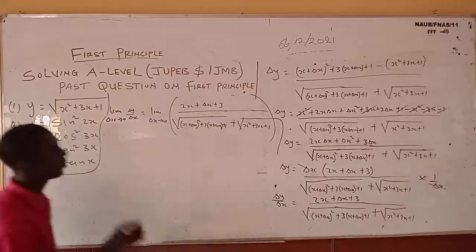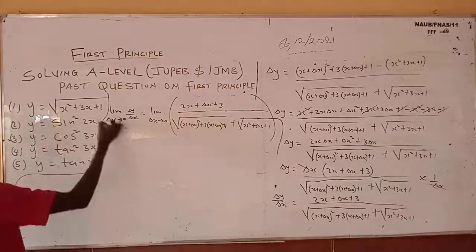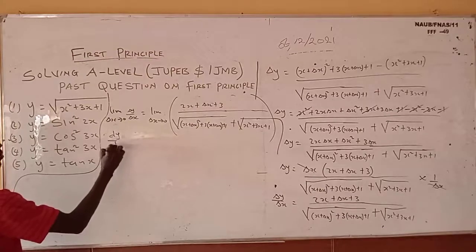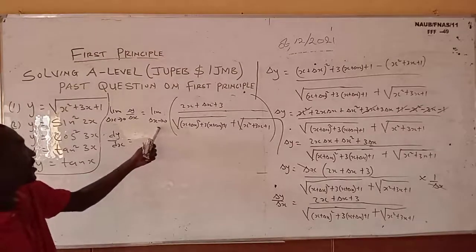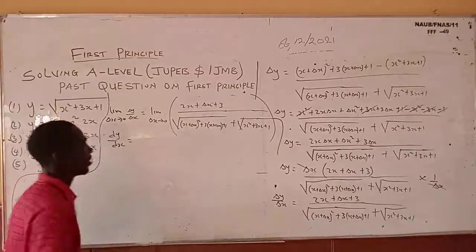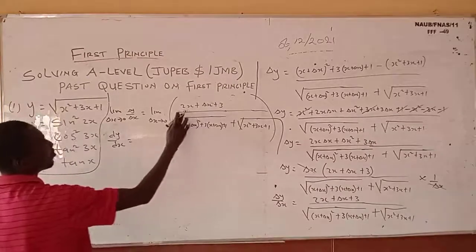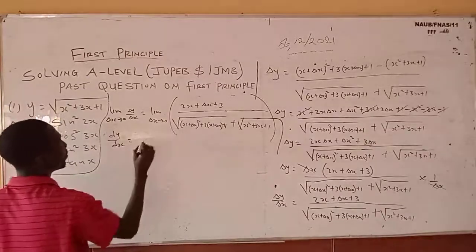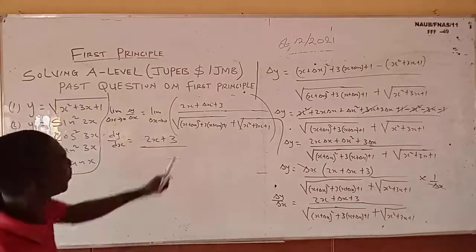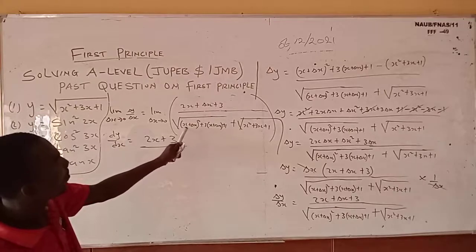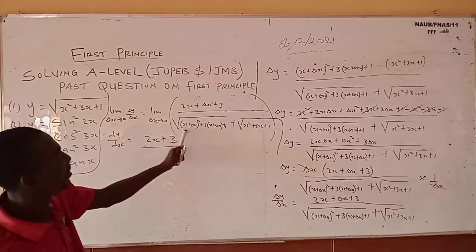So like this. So now this is nothing but dy over ds, which is equal to... So now it means anywhere I see change in s, here I'm going to put 0. Put 0 here, you will be left with 2s plus 0 plus 3, which is 2s plus 3 all over. Now put your 0 here. We are going to have s plus 0, which is s.